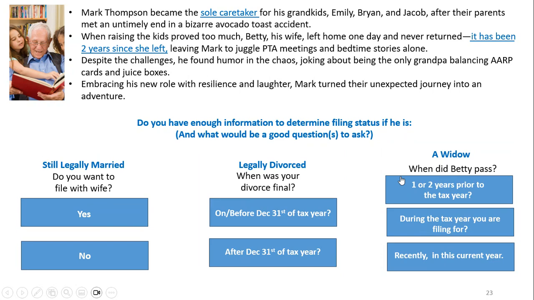If she passed away 1 or 2 years before the tax year. So if you're doing a 2024 tax return and she passed away in 23 or 22, go ahead and pause this. Let's say she passed away in 2022. What would her filing status be? Or what would his filing status be?